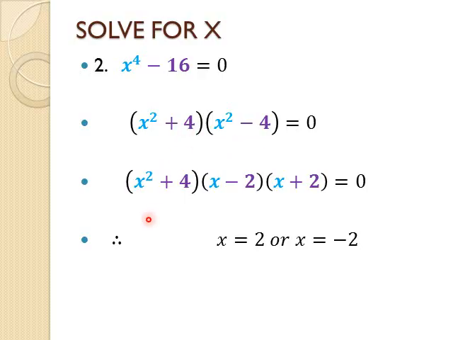X squared plus 4, I can't simplify further, because if I try, I'm going to find square root of a negative value, and we don't do imaginary or complex numbers in school level. X squared minus 4, however, I can solve, because x squared is a perfect square and 4 is a perfect square, separated by a minus sign. So x squared is x times x, and 4 is 2 times 2, or negative 2 times 2. So my answer, x equal 2 or x equal negative 2.